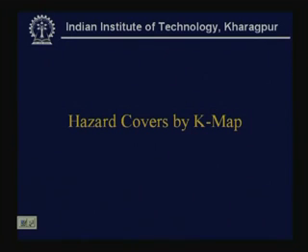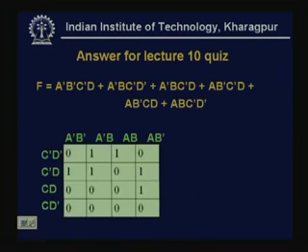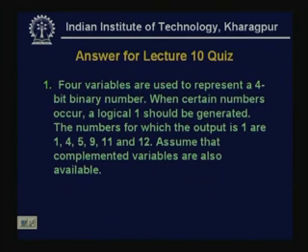First, I want to discuss the previous day's quiz. There was only one question in the last lecture: 4 variables are used to represent a 4-bit binary number. When certain numbers occur, a logical one should be generated, and the numbers are 1, 4, 5, 9, 11 and 12. Assume that complemented variables are also available, then reduce the expression.